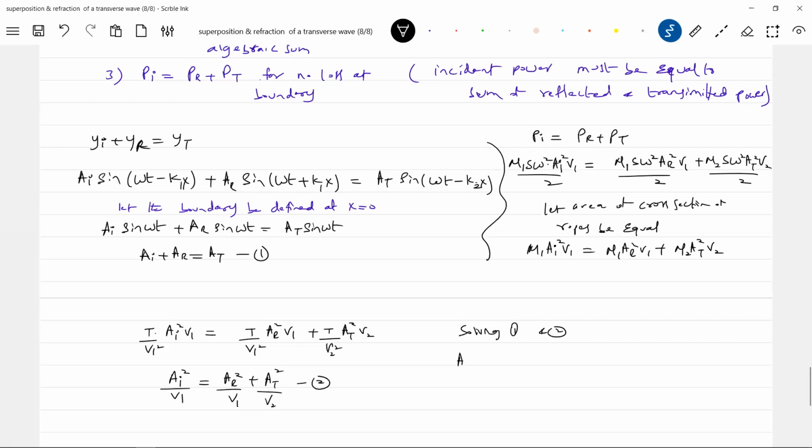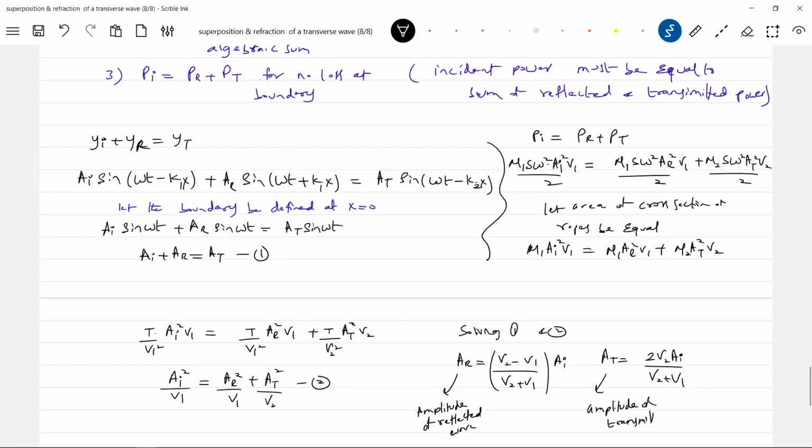So what is the value of AR? The amplitude of the reflected pulse, the amplitude of the transmitted. So when you solve 1 and 2, we'll end up with this equation. So what is AR I should call? Amplitude of... Got the idea? So any doubt, you can just raise it.